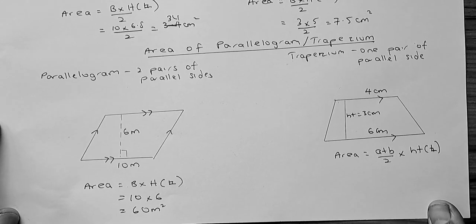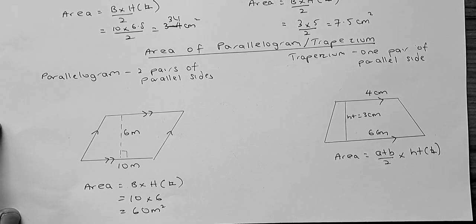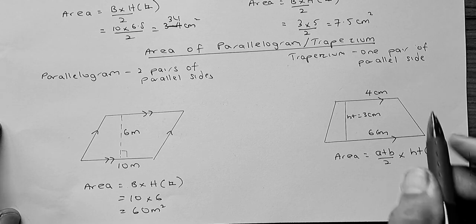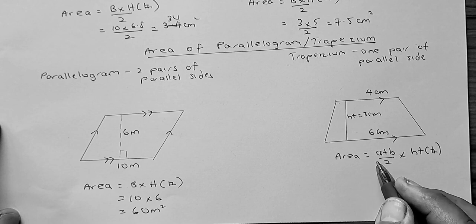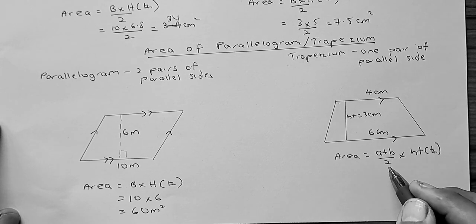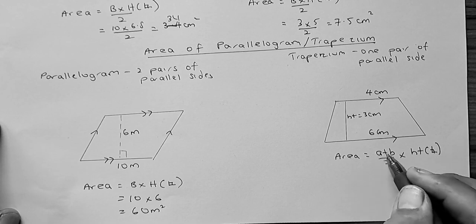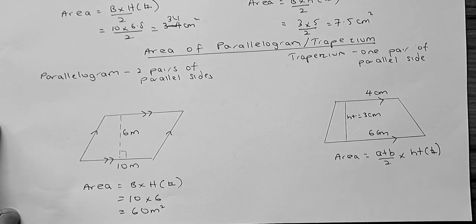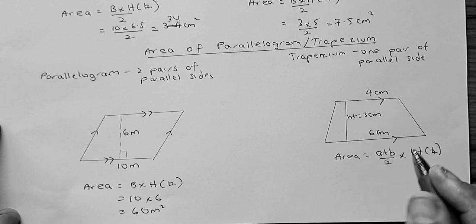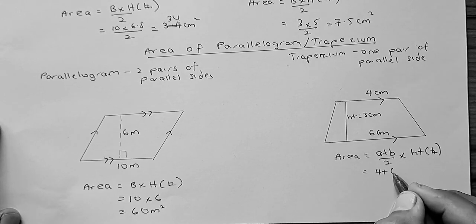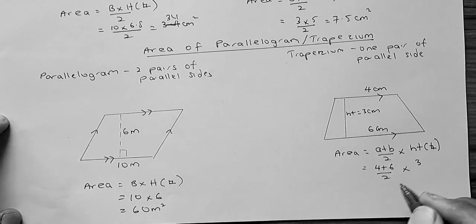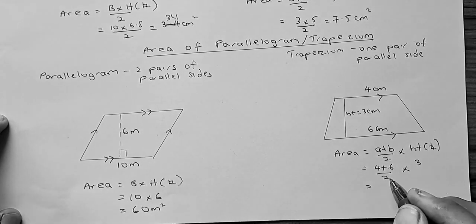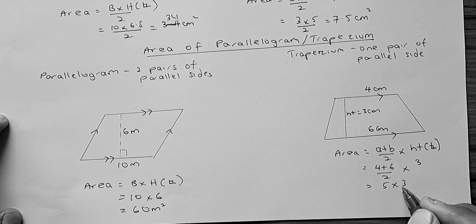Okay, the trapezium is the shape which confuses a lot of people. You have only 1 pair of parallel sides. To calculate the area of a trapezium, it is going to be A plus B divided by 2 times perpendicular height. A and B are the parallel sides. So in our case, the parallel sides are 4 and 6. So you take 4 plus 6 divided by 2, the average of the 2 parallel sides, times the height. The height is 3. So 4 plus 6 is 10, divided by 2 is 5. 5 times 3, and the answer is going to be 15 centimeters squared.